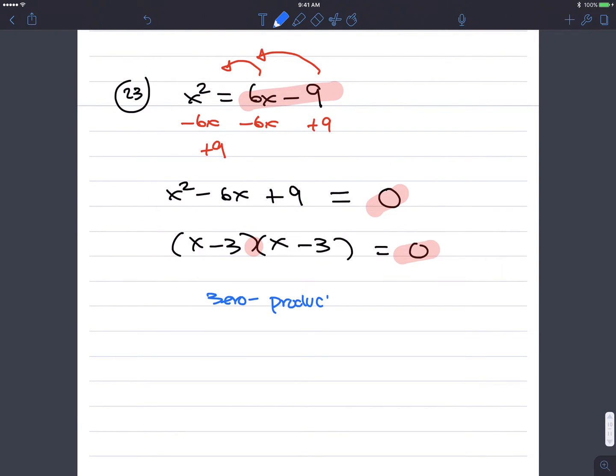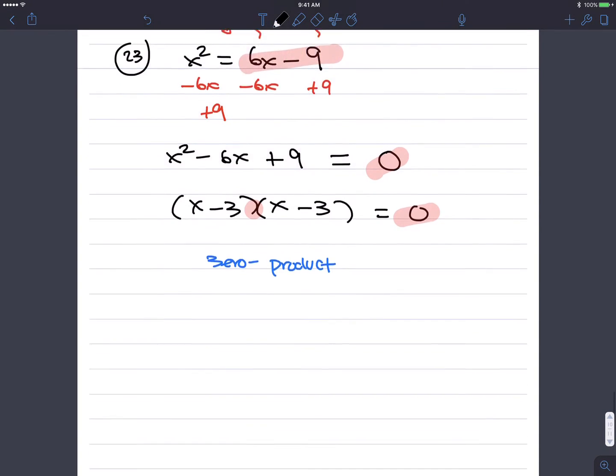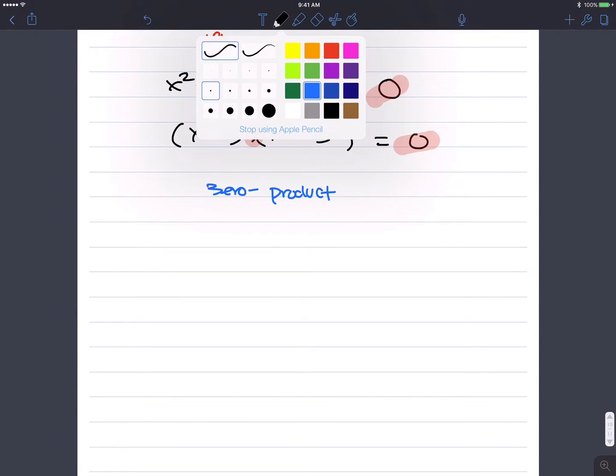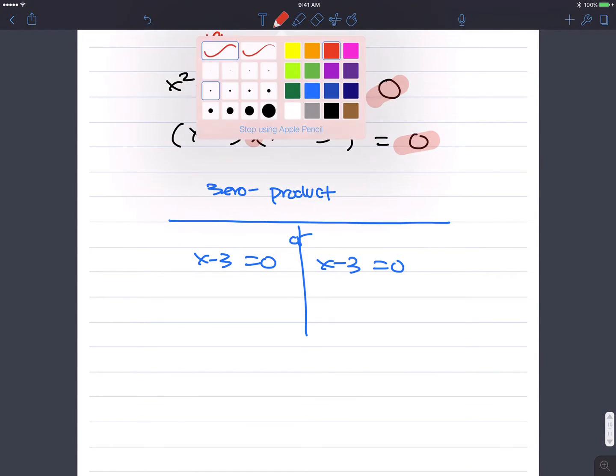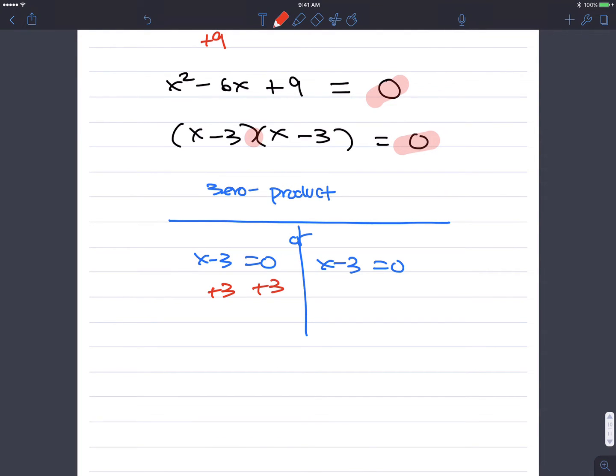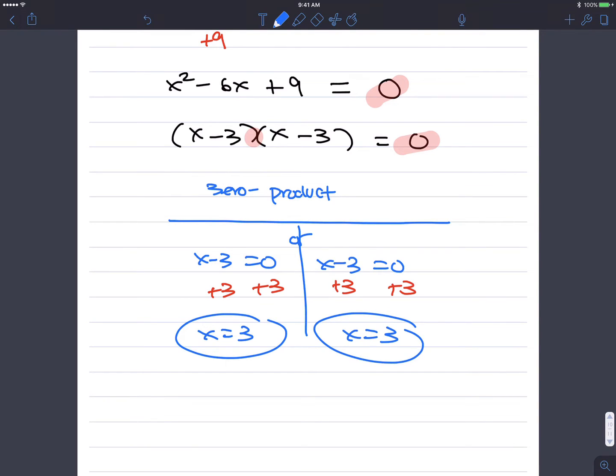the 0 product rule. And the 0 product rule is going to say this. X minus 3 is 0, or x minus 3 is 0. Okay. Add 3 to both sides, and you get x is 3, or x is 3. Okay, you're looking back at the book.